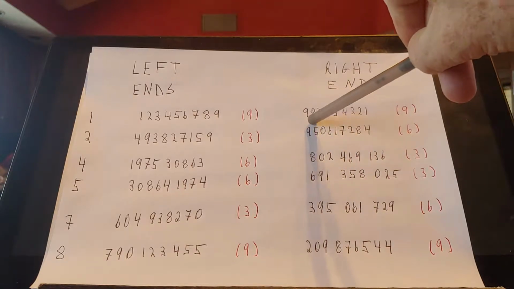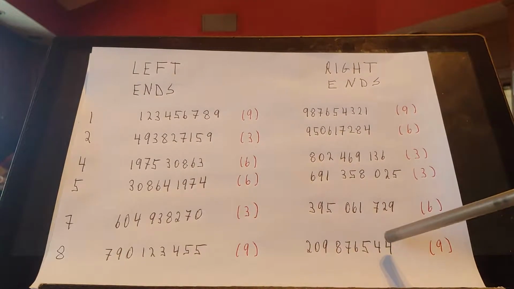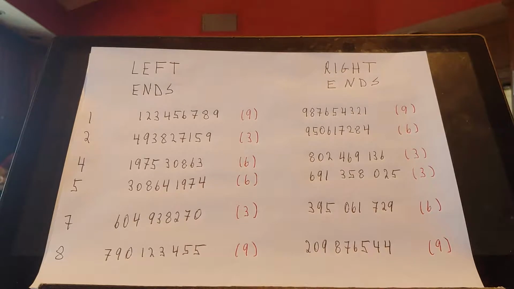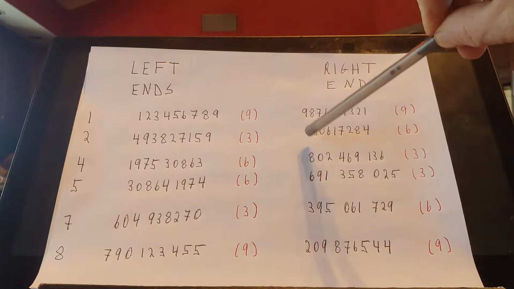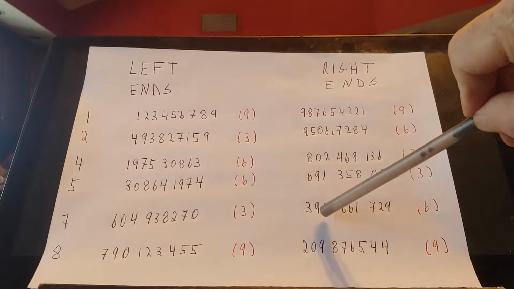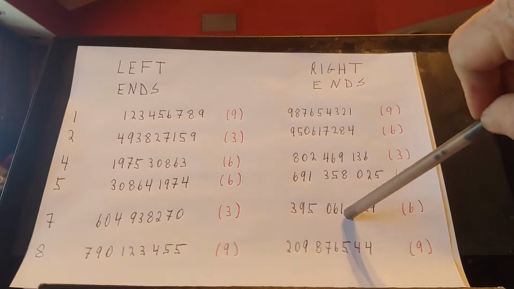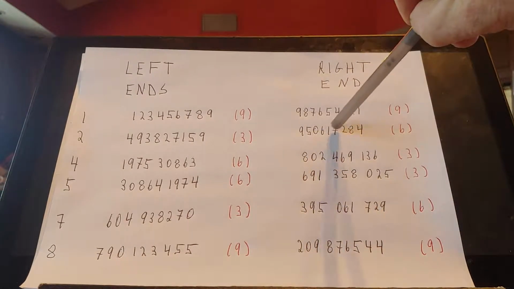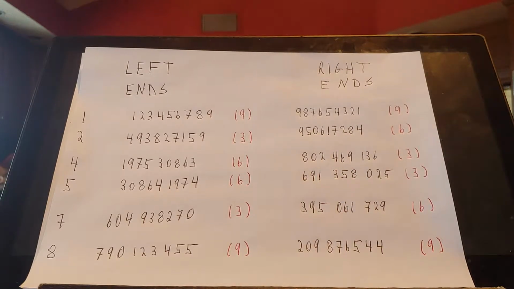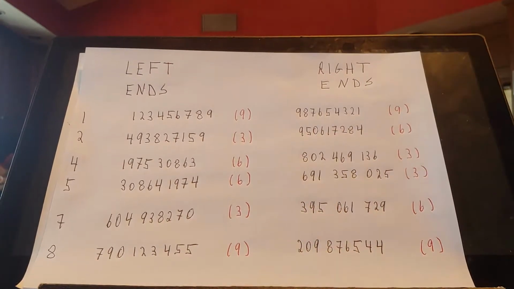And on the right, 98765431 is similar to 98765420, not identical but similar. 2 and 7, 950617284, 950617293, 950617293, 950617284. Difference between 84 and 93. 4 and 5, 802, 469, 136. Here we have 802, 569, 135. So we see a similarity. In any case, we're getting the code.